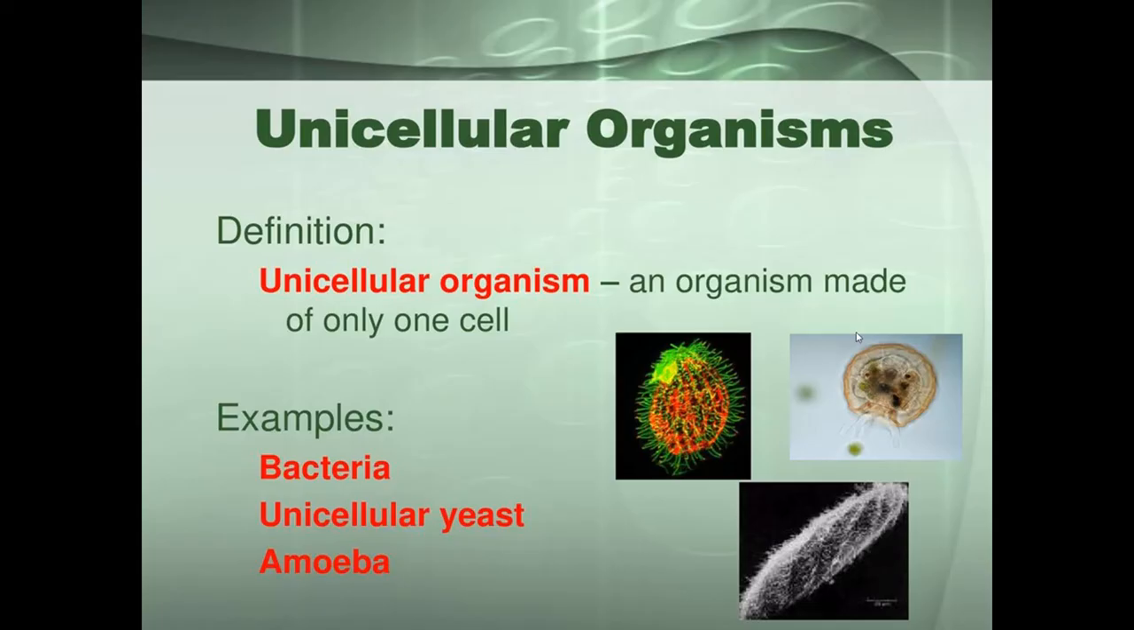Let us learn more about unicellular organisms, as we have already seen in the previous examples. Unicellular organisms are organisms that are made up of only one cell. Bacteria, unicellular yeast, amoeba, paramecium, all these belong to unicellular organisms. All these are examples of unicellular organisms.